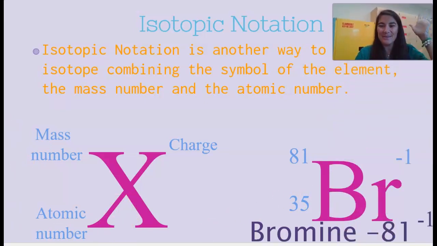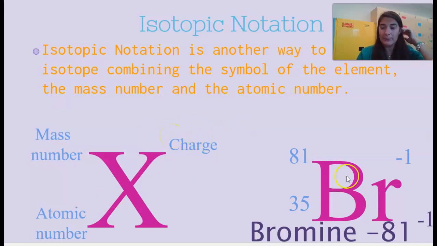Isotopic notation is just a shorthand way to write the element's mass number, atomic number, and charge, getting it all in there in one place without having to write it all out. The mass number is going to be on the top left, the atomic number on the bottom left, and if there is a charge, it will go up here. If the atom is neutral, then nothing will be written in that top right, okay?